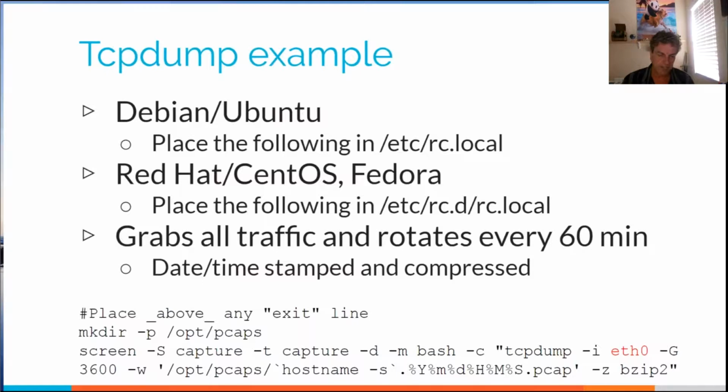-G is kind of the secret sauce here. That's telling tcpdump, I want you every hour to close off the capture file and create a brand new one. And I want to write it out to /ops/pcaps, same place that we used in the mkdir. So if you change the mkdir to point to a different directory, you obviously have to change that pointer to point someplace else as well.